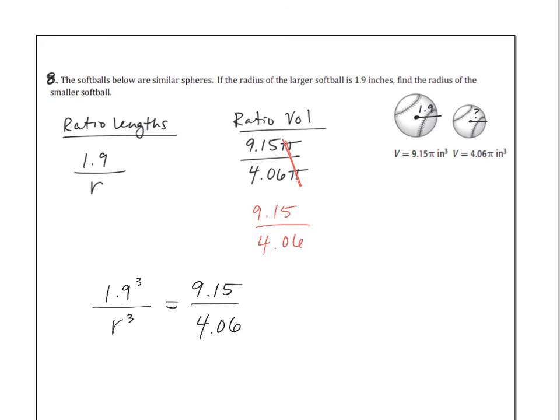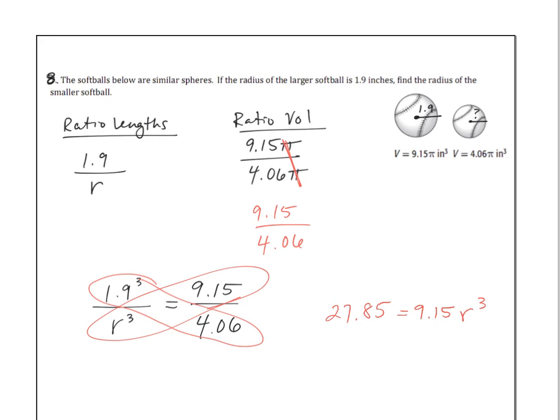Now we can solve this. So we're going to cross multiply, just like we solved ratios a couple units ago. So you're going to have to type into your calculator 1.9 cubed times 4.06. When I did that, I got 27.85. That's equivalent to, if we cross multiply the other way, 9.15 r cubed. Next, think about solving an algebra problem. Divide by 9.15. Type it in your calculator. And I got 3.04. So 3.04 equals r cubed.